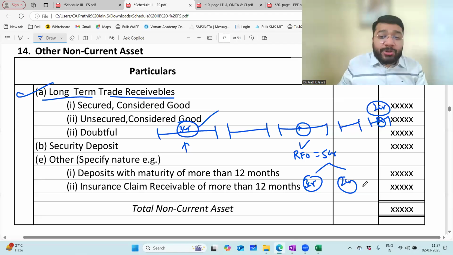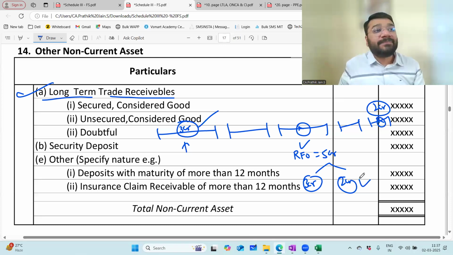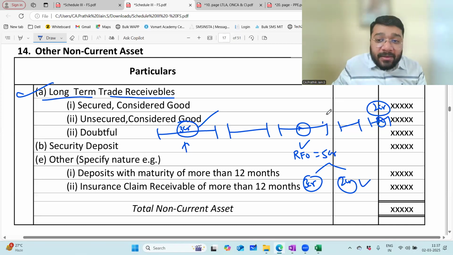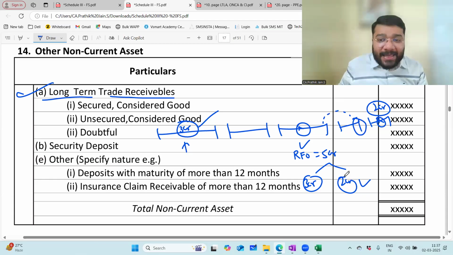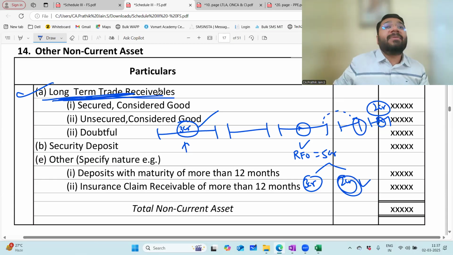So now, can I say this 2 crore for the helicopter company is receivable? When am I receiving? After the benchmark date I'm receiving. So in that case, this 2 crore becomes my long-term trade receivable.